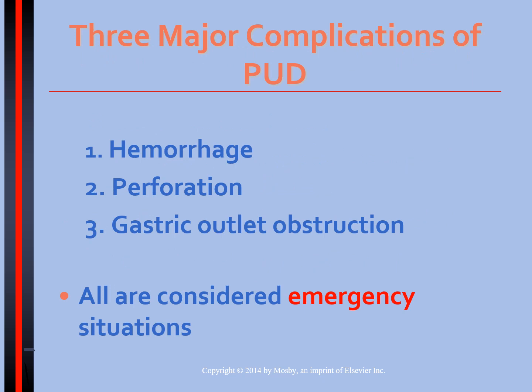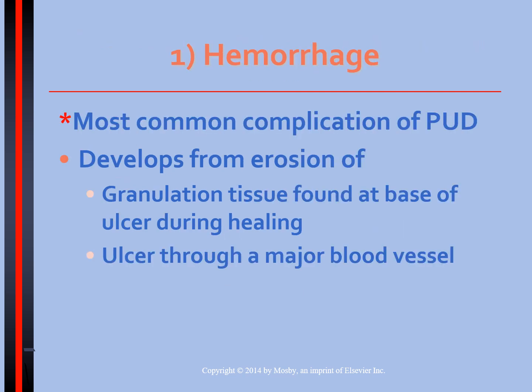There are 3 major complications of PUD, and really they are all considered emergency situations. You have hemorrhage, perforation, and gastric outlet obstruction. The first one is hemorrhage. It is the most common complication of PUD, and it develops from an erosion of granulation tissue found at the base of the ulcer during healing, and also the ulcer through a major blood vessel, so you're going to see lots of bleeding. Duodenal ulcers are the greatest percentage of upper GI bleed episodes, really more than gastric ulcers could be.